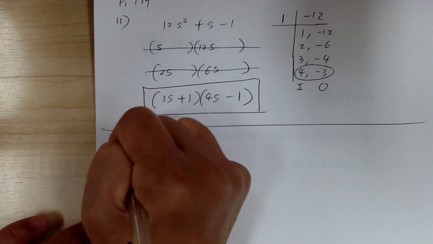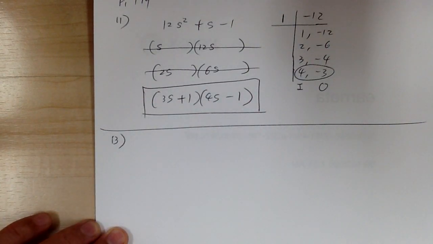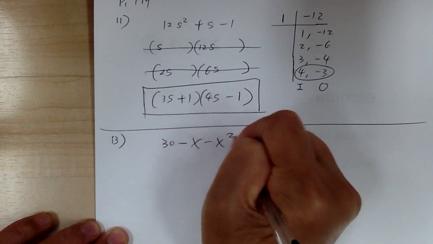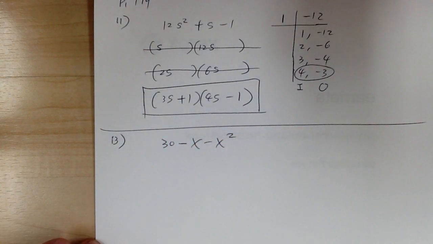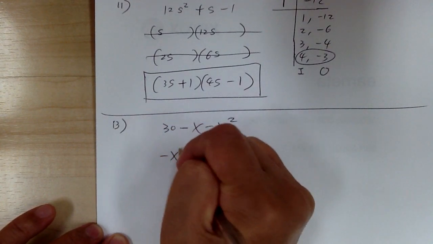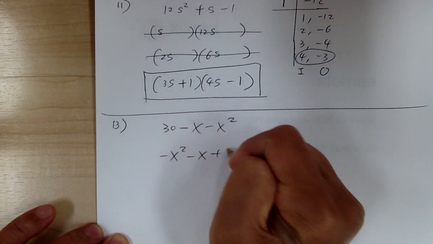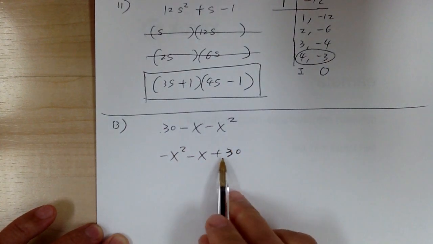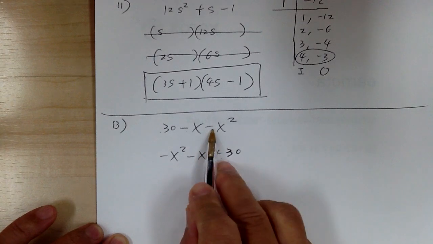Okay, let's go to 13. So you got 30 minus x squared. So this in a way is kind of bad. So let's go and rearrange the terms. So negative x squared minus x plus 30. The sign goes along with the number. So this is positive, so it will be positive. This is negative, negative. This is negative.